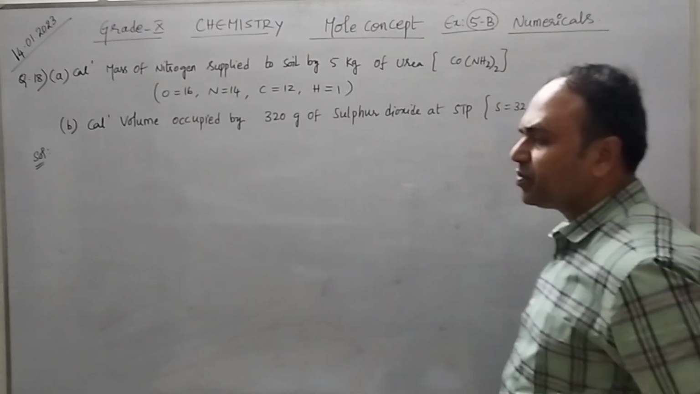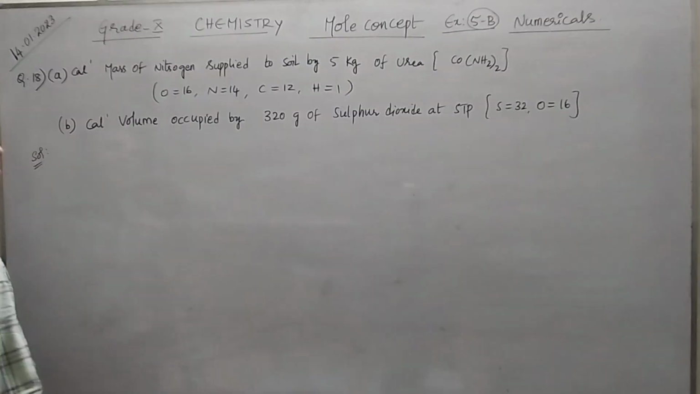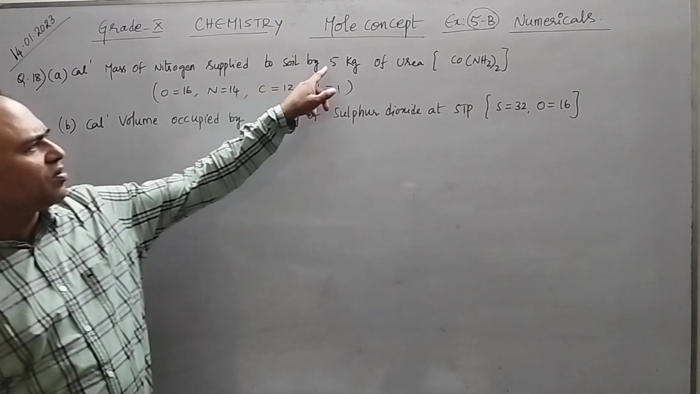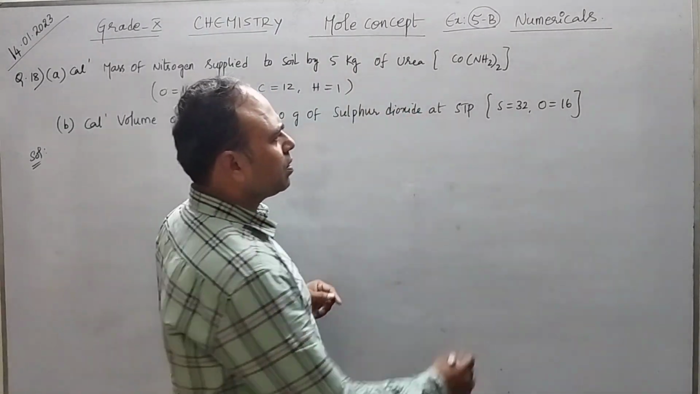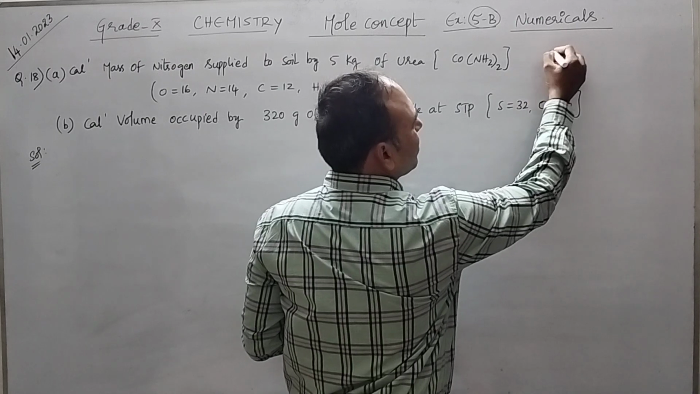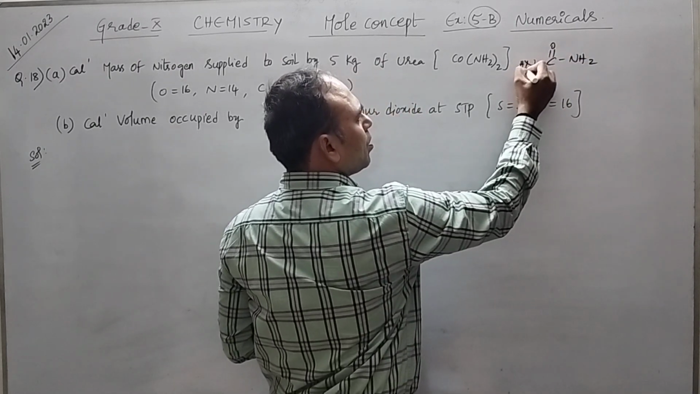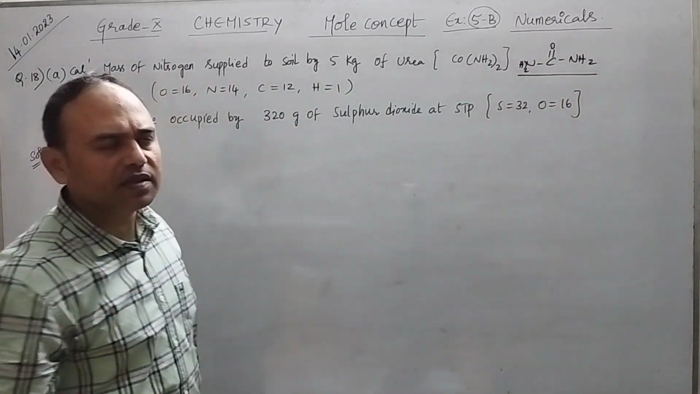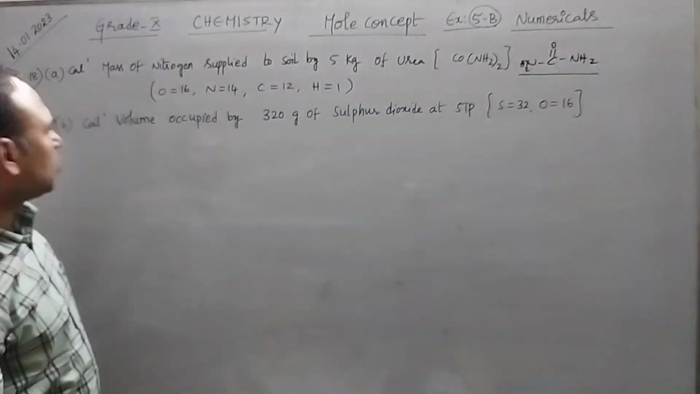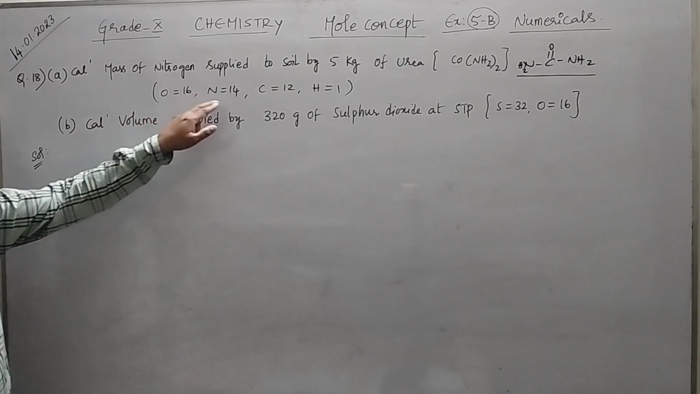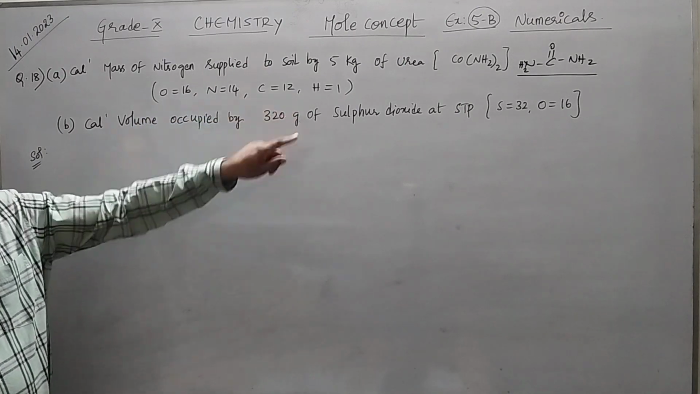Next, let us solve question number 18. Calculate the mass of nitrogen supplied to the soil by 5 kg of urea. You know the formula of urea. So we have CONH2, amide linkage, and NH2. The whole thing can be written as (CONH2) taken twice, which is the urea formula. They have also given the atomic masses individually: oxygen, nitrogen, carbon, and hydrogen.